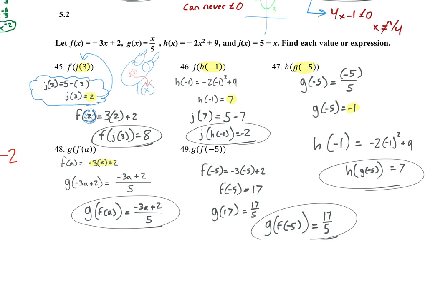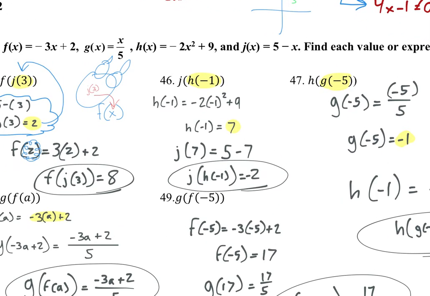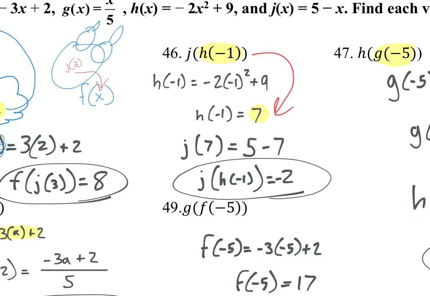So you'll notice that that's happening here on each and every one of these composition of functions. I find that highlighted portion first, and then I go through, plug in that answer back into the turkey, if you will. All right, so always find that inside one first. All you're doing on this is doing function notation twice. So like on 46, we found h of -1. We found that that answer was 7. So then I took the 7 back up and used it with j, and did j of 7.